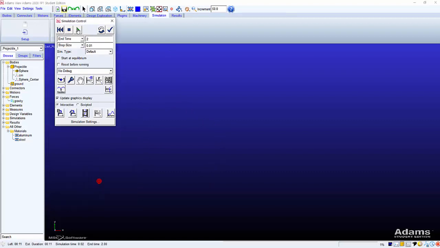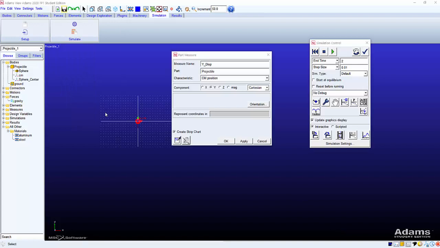Reset again and run. So now, as you can see, this is what we expected from our model. Our model is flying up and then falling down, flying up and then falling down until it reaches a very far distance. So this will be the last time.